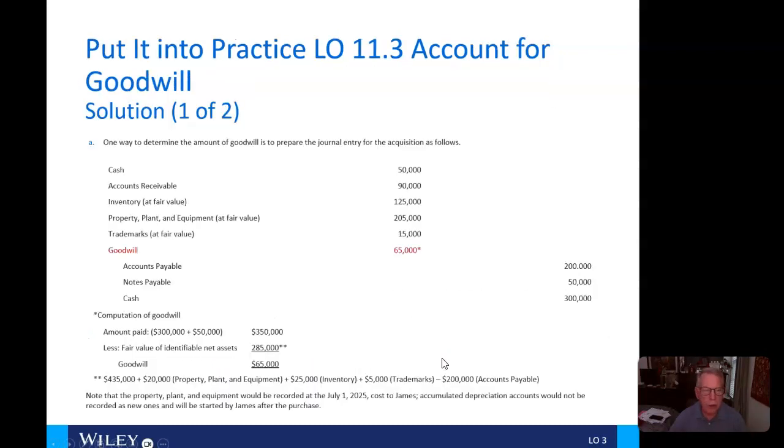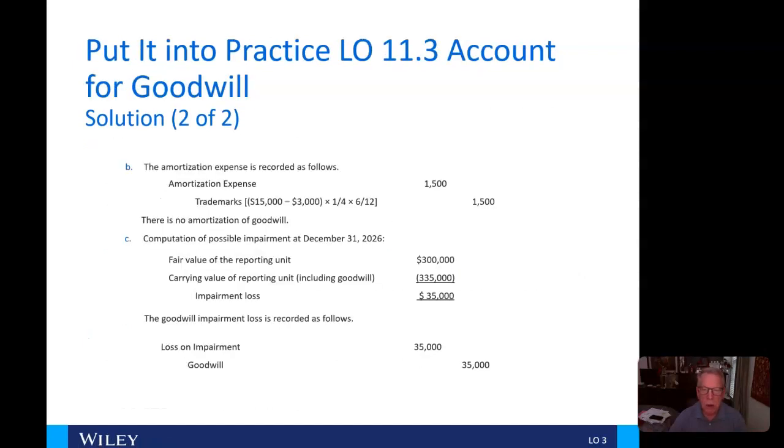So what we're going to do then is relatively easy. We take the $15,000 minus the residual value at the end, that's $12,000. And we have 4 years, so that's going to be $3,000, but it's only for a half a year, so 1/2 of $3,000 is $1,500. There is no amortization of goodwill. We don't amortize goodwill. It can be impaired, but not amortized.